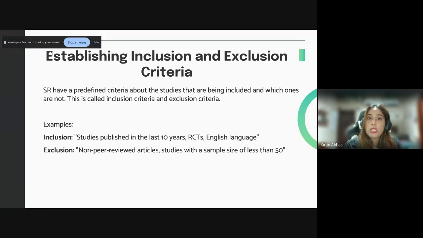So make sure that preprints are not included in your systematic review. Now you know what a preprint is. It's basically access to your article, access to any study which has not undergone peer review and has been recently conducted.